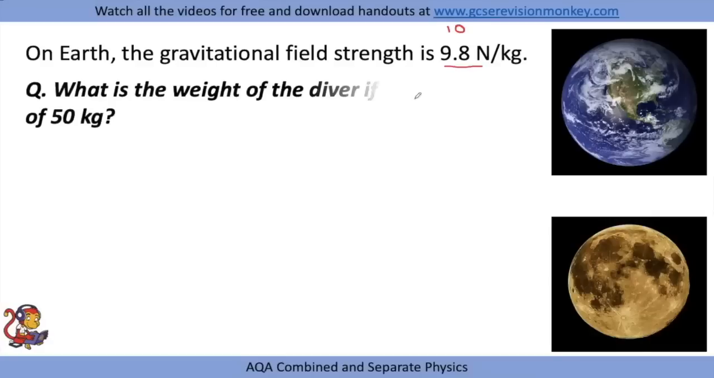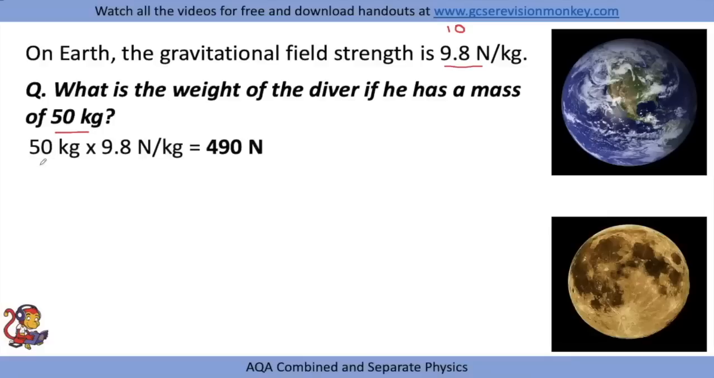What is the weight of the diver if he has a mass of 50 kilograms? Well, weight is mass times gravitational field strength. So if we do the mass times 9.8, we'll get a weight of 490 newtons.